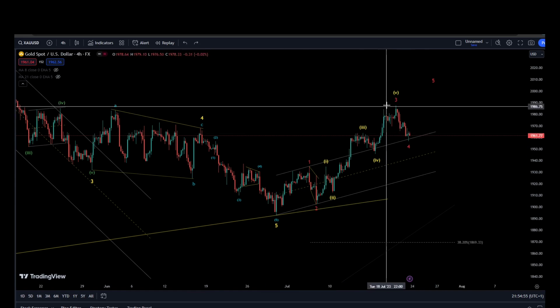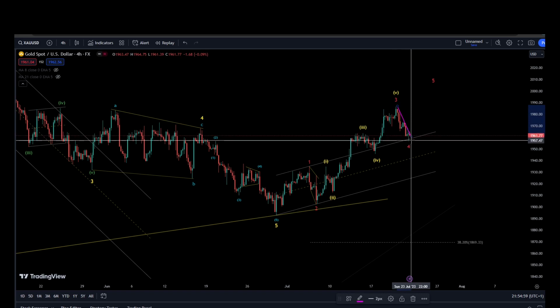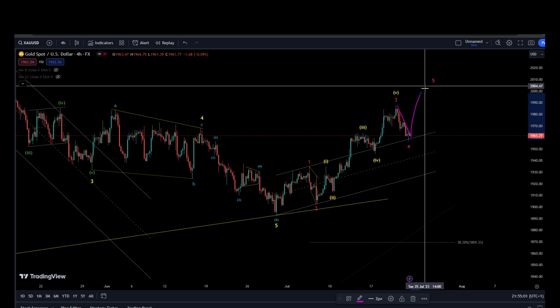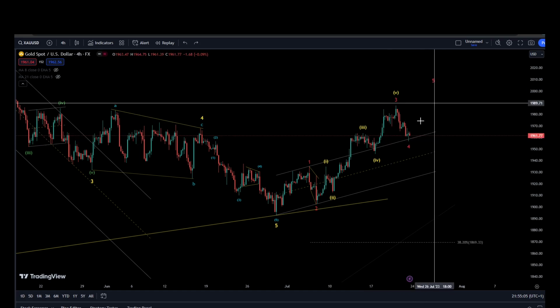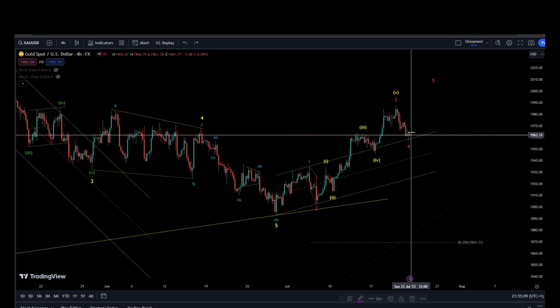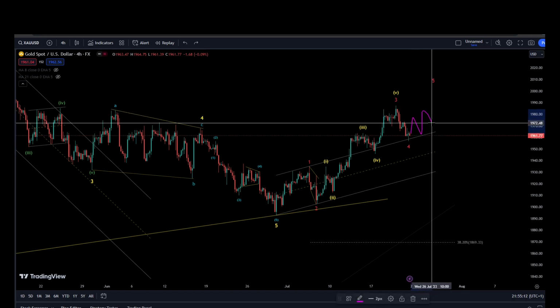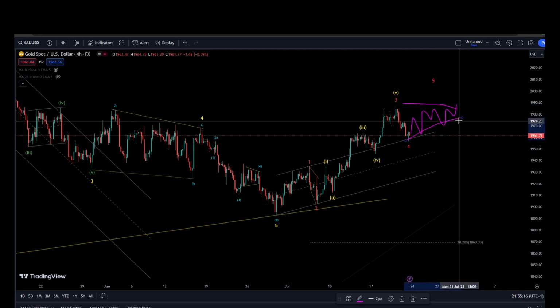So this could be a wave 4. We could have completed this wave 4, and we could just continue going to the upside, and that would give us a nice wave 5. That's a nice textbook wave 4, wave 5. At the same time, this wave 4 could continue going for a bit longer. We could get 3 waves up again. It could become a triangle, and we could see something like that before we get that one more push to the wave 5.